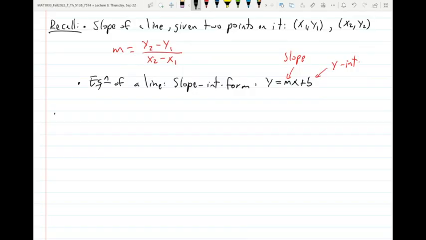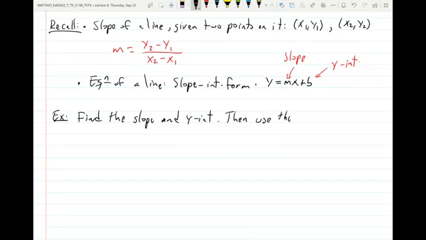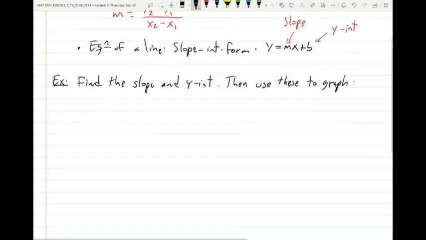So, example: find the slope and the y-intercept. Then use this to graph. All right, and then the equation is 3x + 4y = 4. Okay, so this is what we call the standard form, but again, it's a linear equation in 2 variables, so you know the graph of this is going to be a line. So first, let's figure out what's the slope and what's the y-intercept of this line.